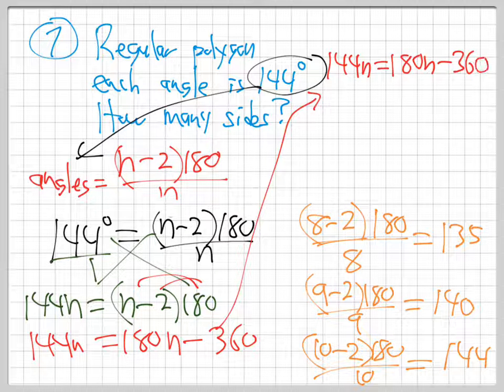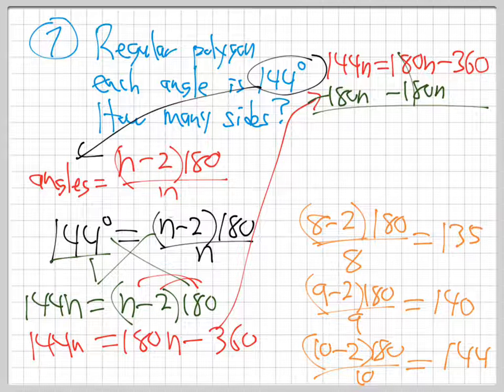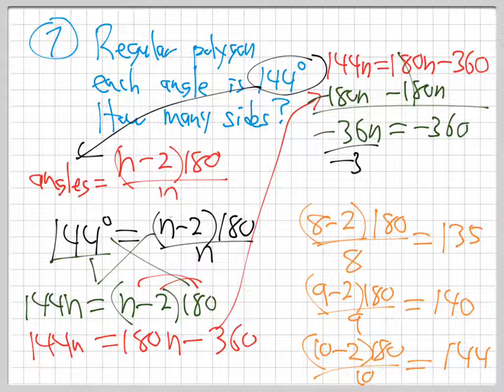And then you got to solve for it. When you have n on both sides, you got to get rid of one of them. Subtract. So it's a little bit of work with algebra. So that's minus 36n, right? Is minus 360. Last step, divide by the minus 36, and then you get it. So that'd be the formal algebra way.